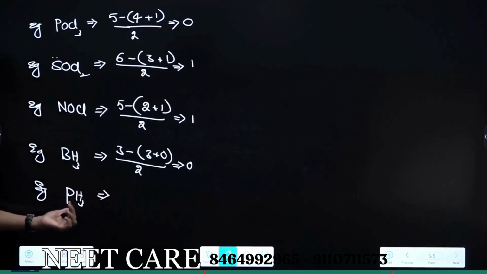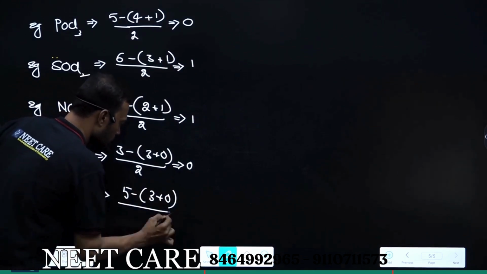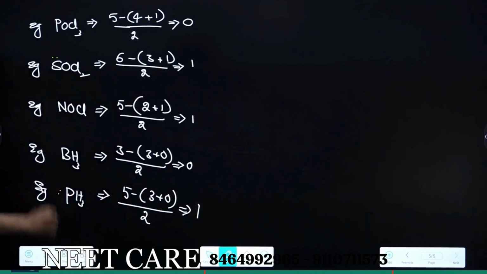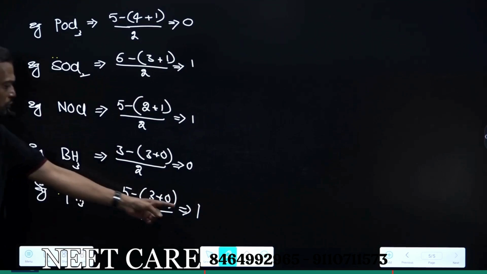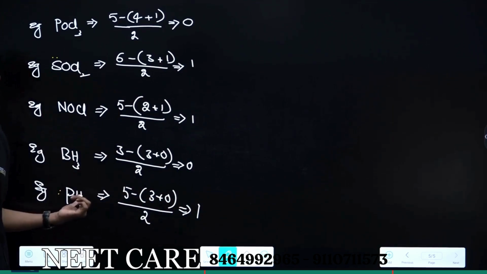Phosphorus hydride. Now phosphorus belongs to which group? 5th group element. Now 3 sigma bonds are present, no pi bond, divide by 2. So here 2 by 2, that is 1. So phosphorus carries how many? 1 lone pair. So this information clearly suggests whether the molecule has a lone pair or not.